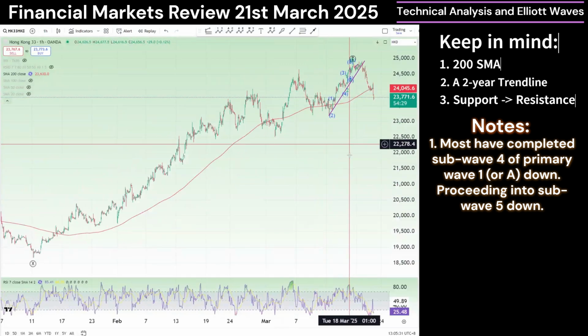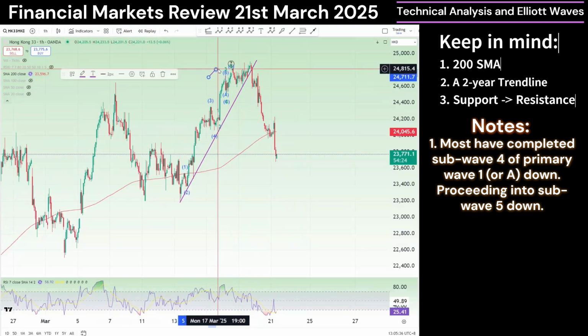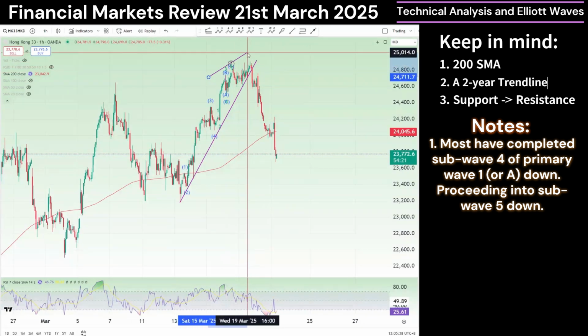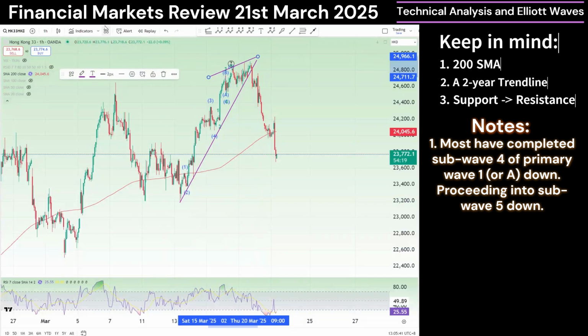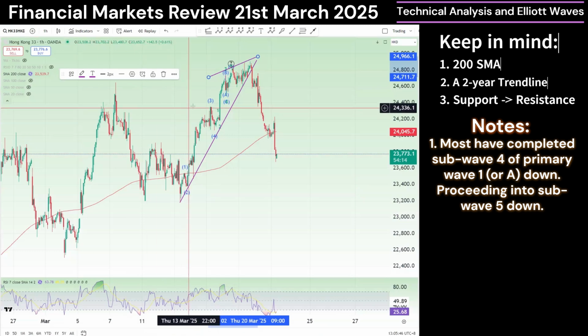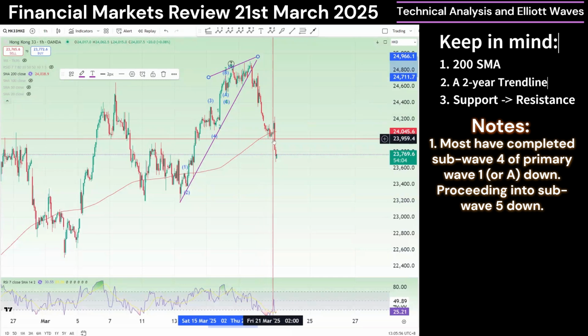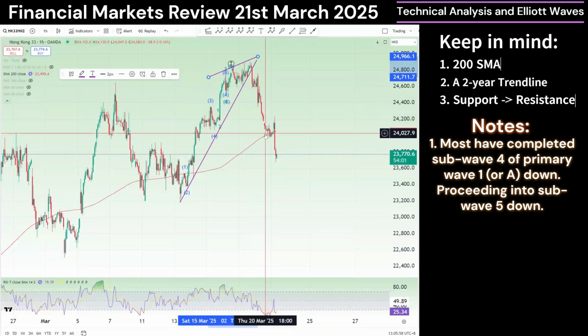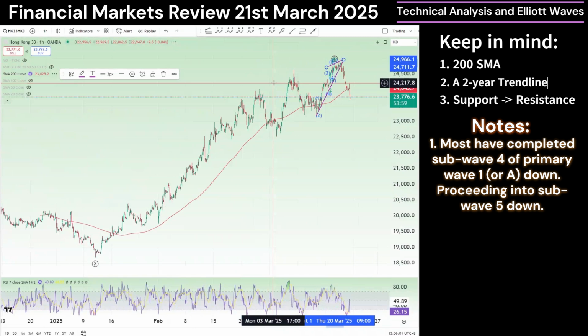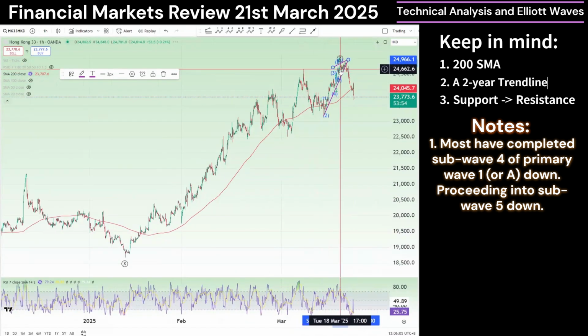So you see that over here, this was the ending diagonal that I drew. It did crash down from here, and like I mentioned, the ending diagonal usually precedes a sharp move down. So this confirms that we are right that these are ending diagonals. And this also tells us that the move is done.